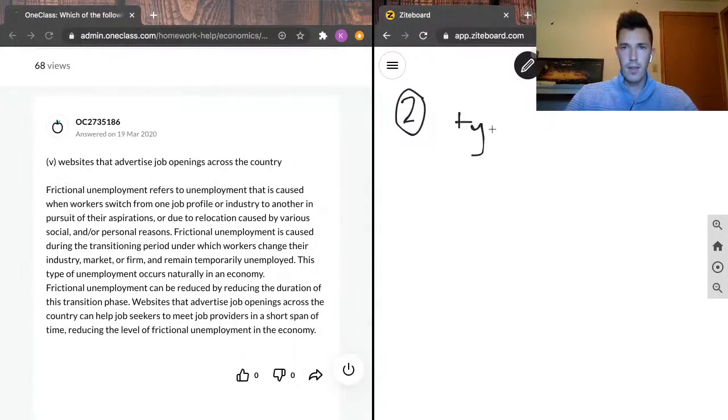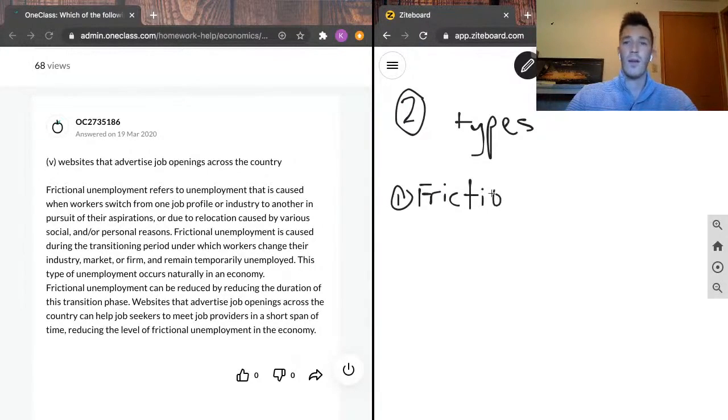So here I'm going to write types. And first is frictional, as we just went over. And as our junior tutor said, this basically refers to when people are between jobs.